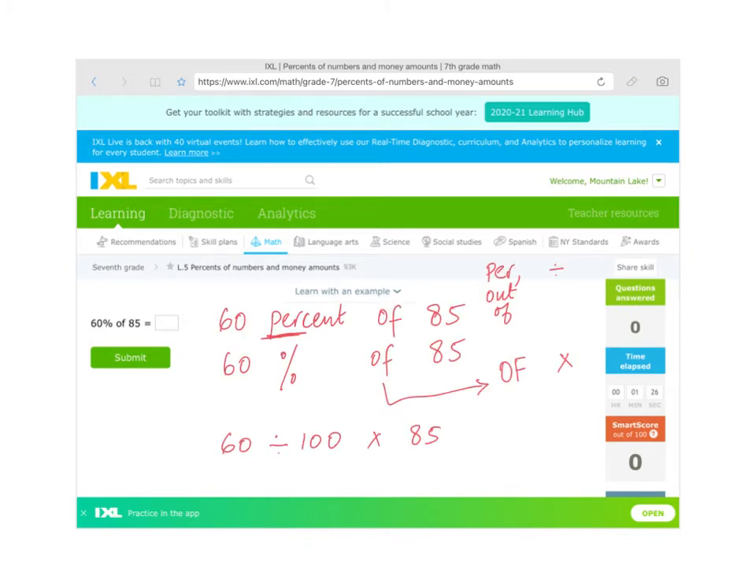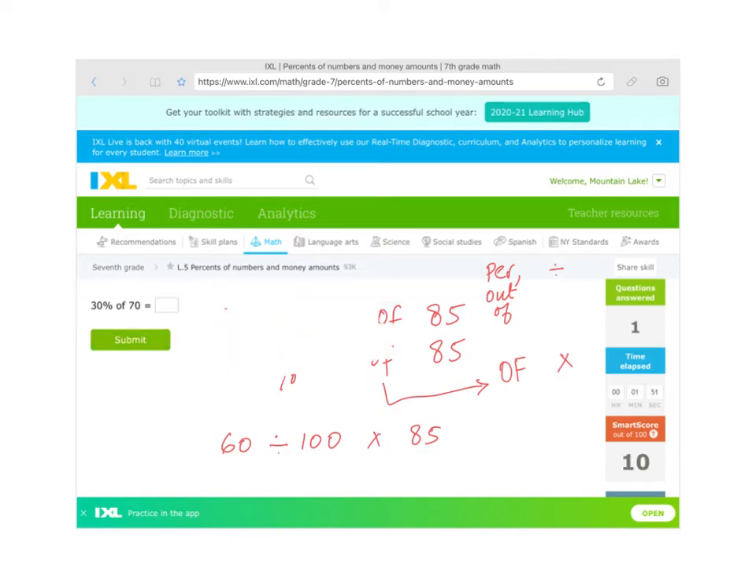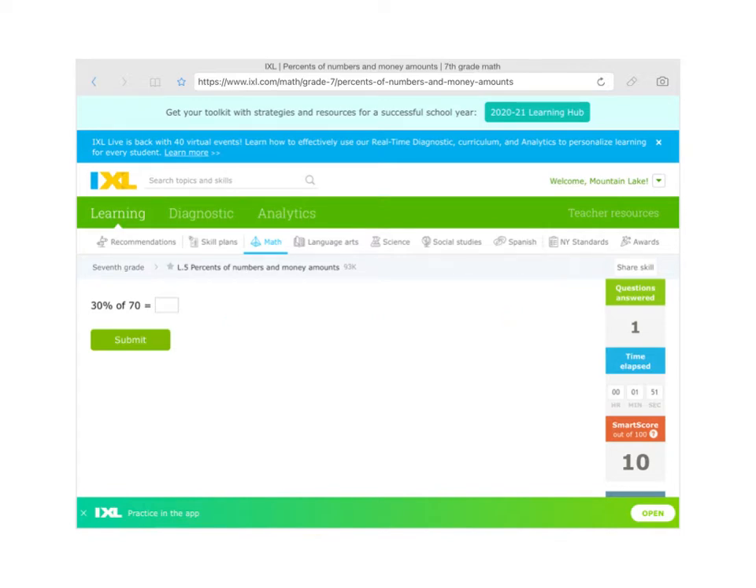And then we just solve this, do the computation on our calculator, and we'll get our answer. So 60 divided by 100 times 85. So we get 51. Let's plug in 51. And we get a correct answer. Now, this is the same idea, 30% of 70. So 30 per, which means divide, cent is 100. Similarly, like in this question, we have 30% of 70. So do the same thing.